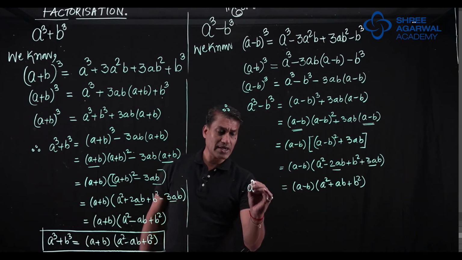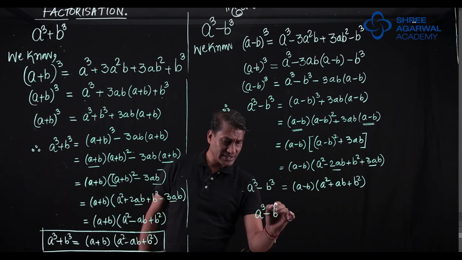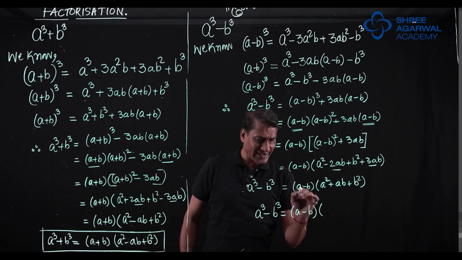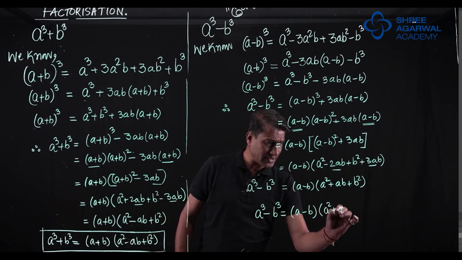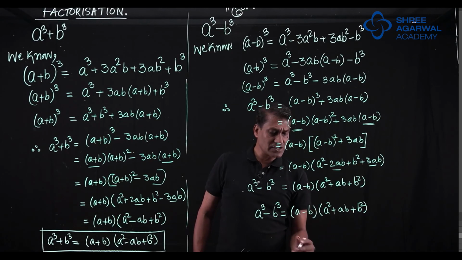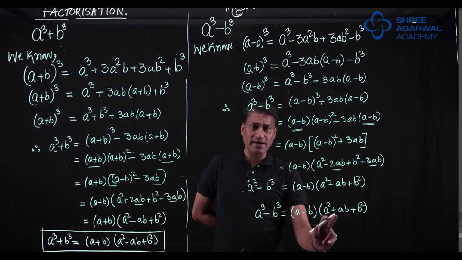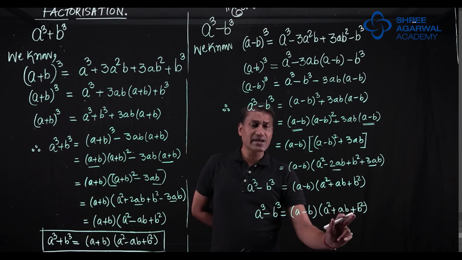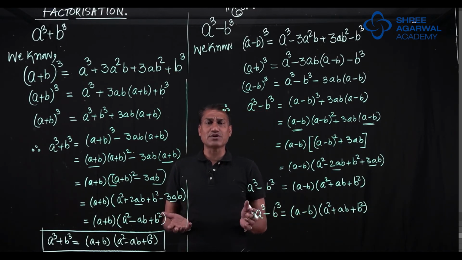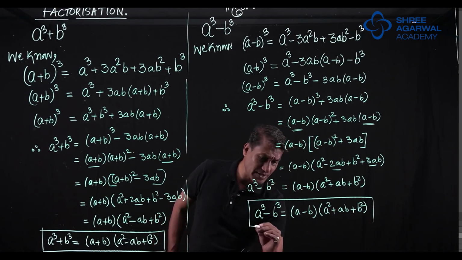This is a cube minus b cube. So finally I am writing the factors of a cube minus b cube are two factors, two brackets. The first bracket is a linear bracket and the second bracket is a quadratic bracket. The sign in the first bracket is the same as the original sign. In the second bracket, the sign is opposite to this sign and the last term is always positive, b square is always positive. So the factors of a cube minus b cube are a minus b into bracket a square plus ab plus b square.